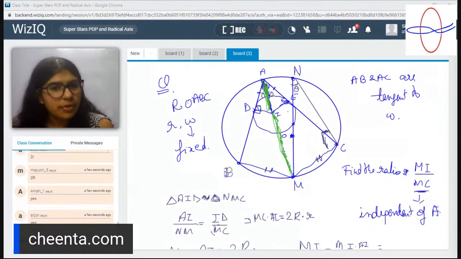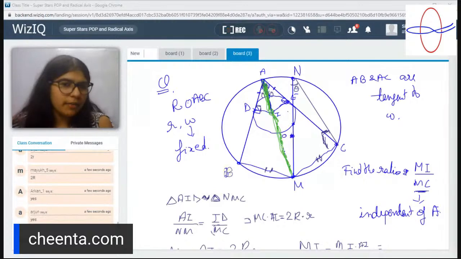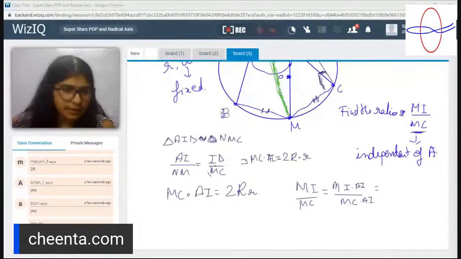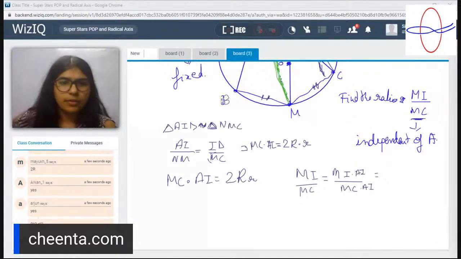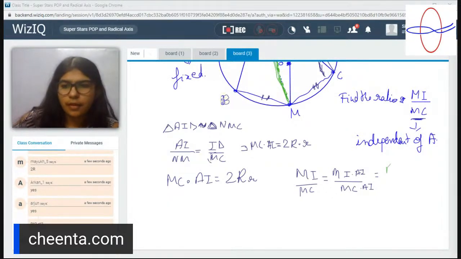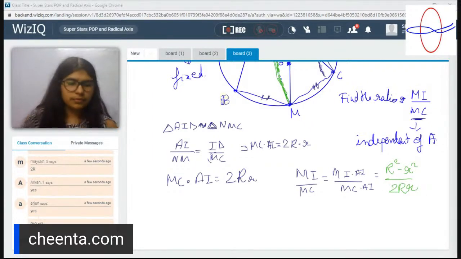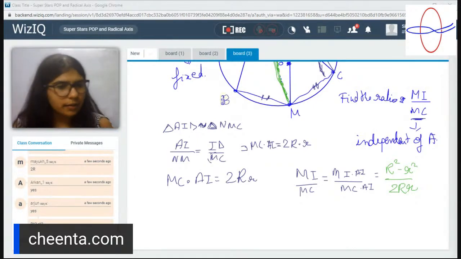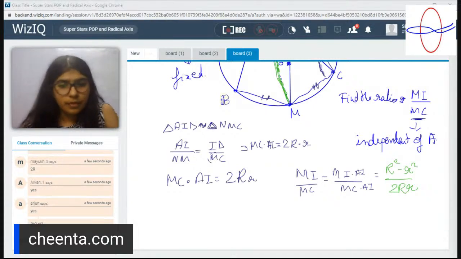Yes, because that's basically the power of point of I with respect to the circle, right? And when I is fixed, so is the power of point, right? That's R square minus r square. So what does this become? R square minus r square upon 2R. And we're done, because this is independent of A, right? And that's what we had to prove. Okay, understood?